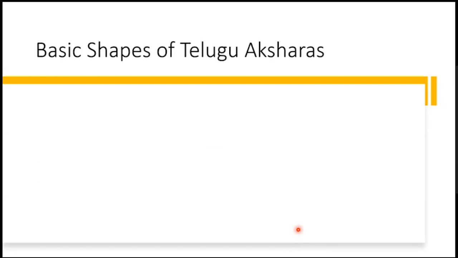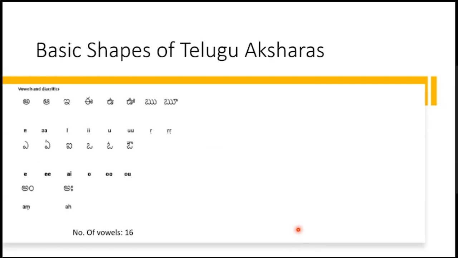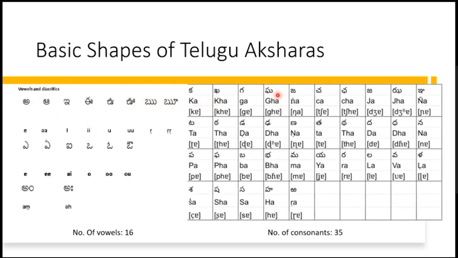Next slide, please. So on your left, you see the vowels, the primary letters. On the right are the consonants. Again, as I mentioned to you, all the consonants come with the inherent vowel A. Next, please. And there are 35 consonants and 16 vowels we have worked with.